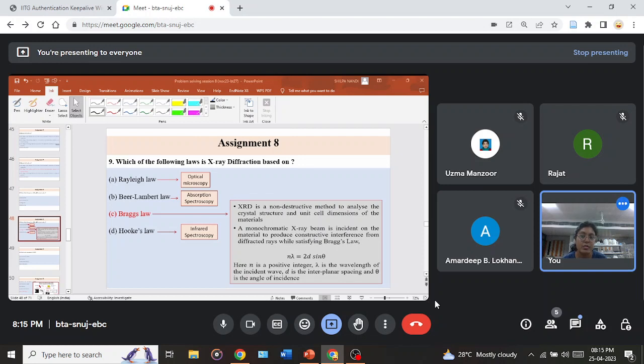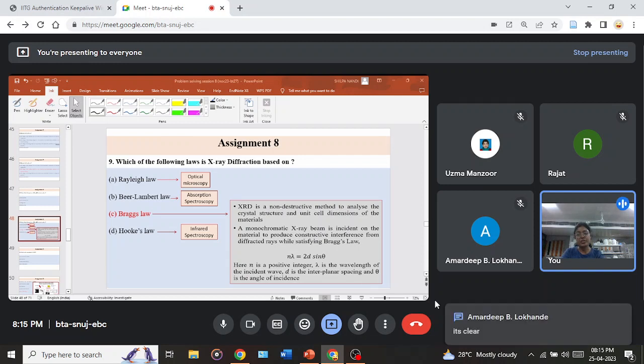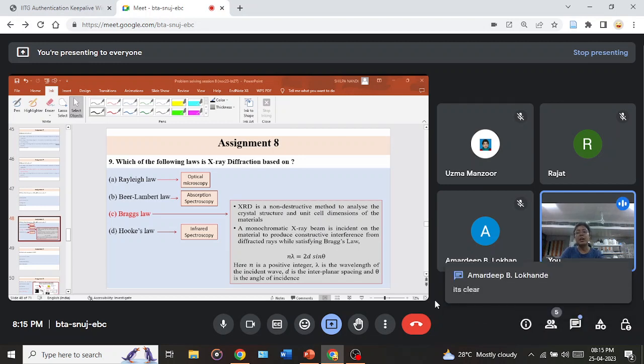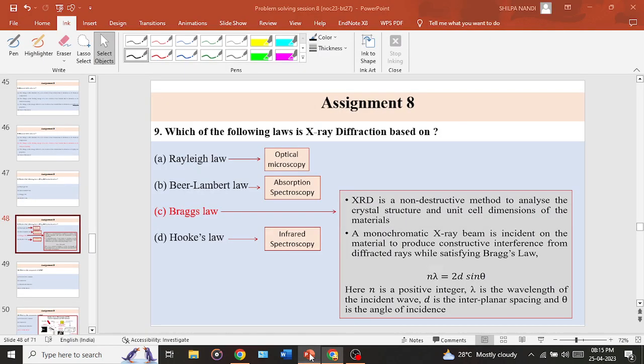Is it fine? Any doubt? Apart from Bragg's law, you can also remember the other three and what they relate to, so that if the question is reversed and asked about other laws, you can answer those also. If there is no doubt, we can go through the next question.